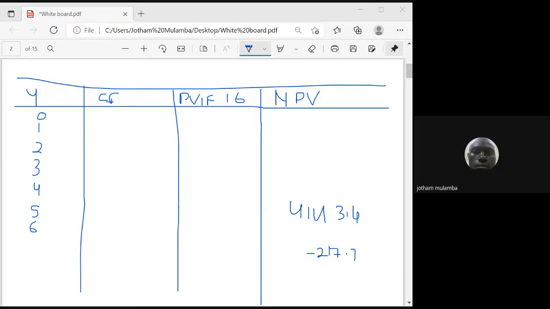Just a minute, I get a calculator, I demonstrate to you how you can still get the PVIF using a calculator. And I hope you are using a scientific one so that it's much easier for you to use. Just a minute.